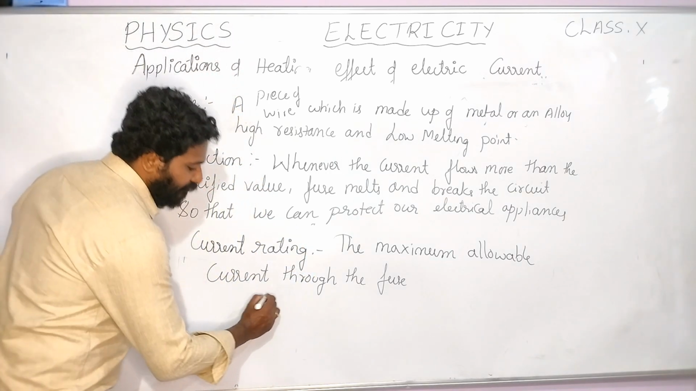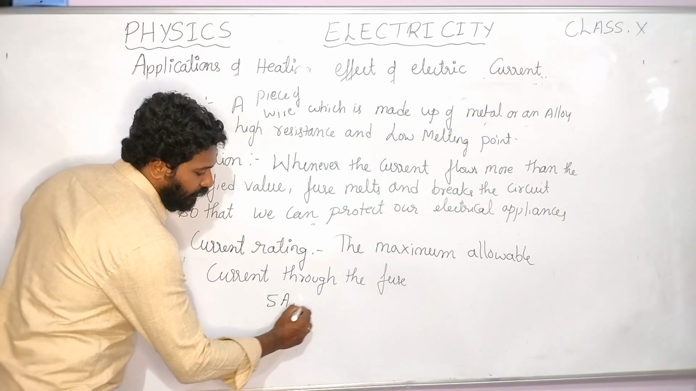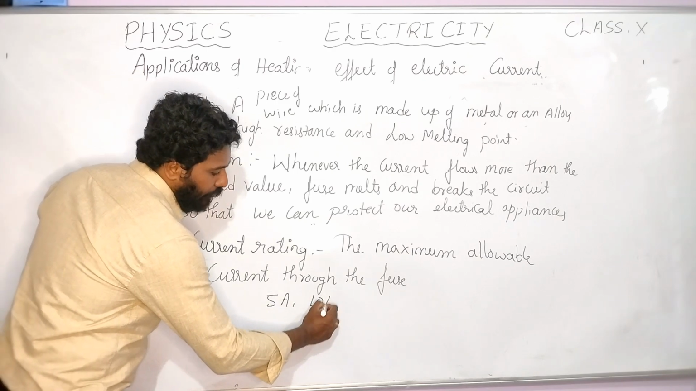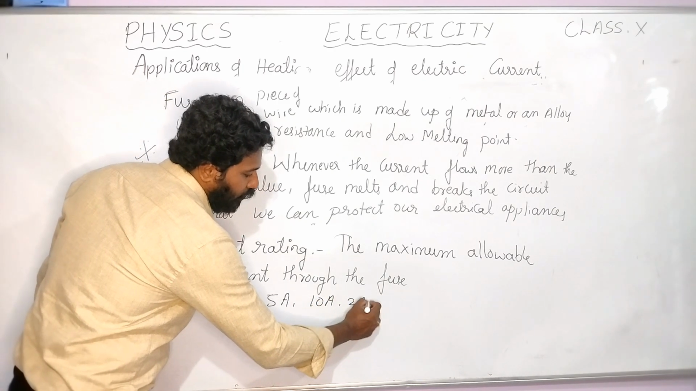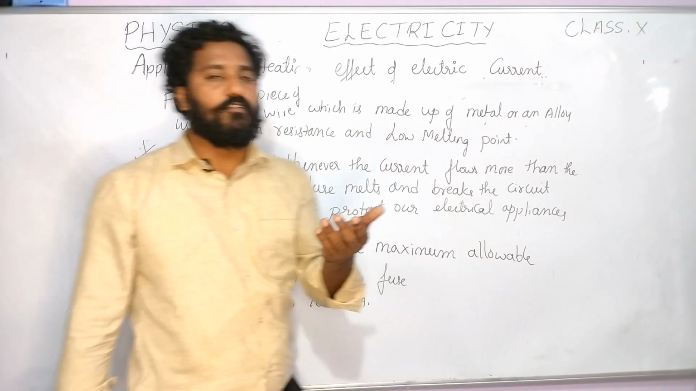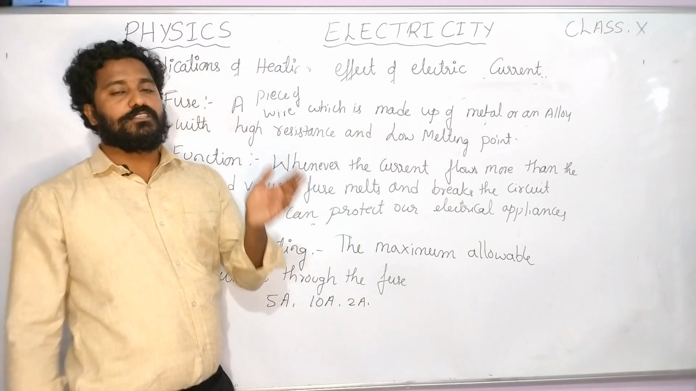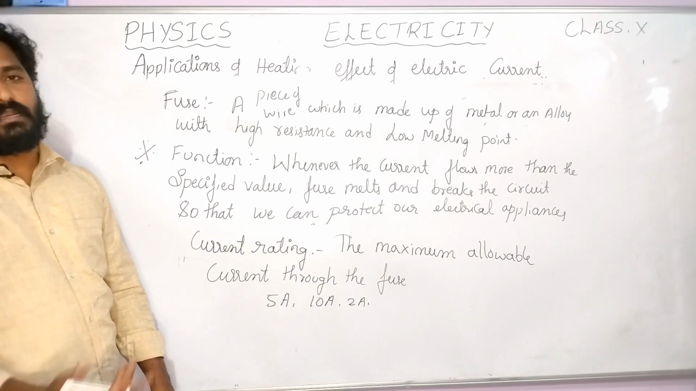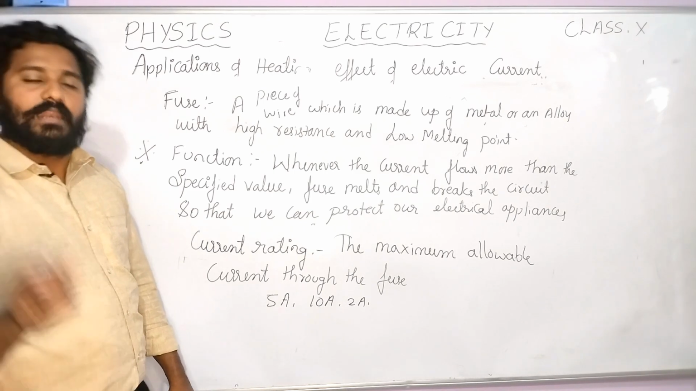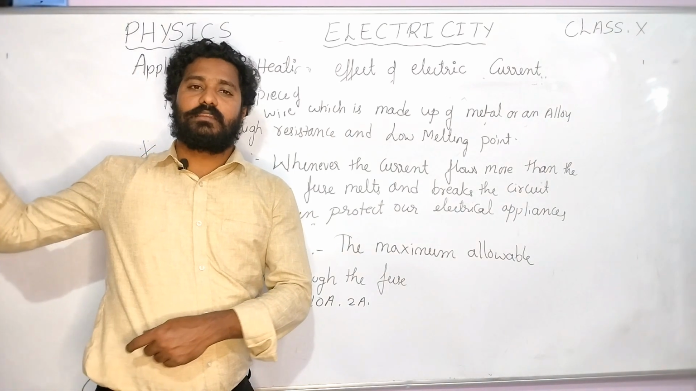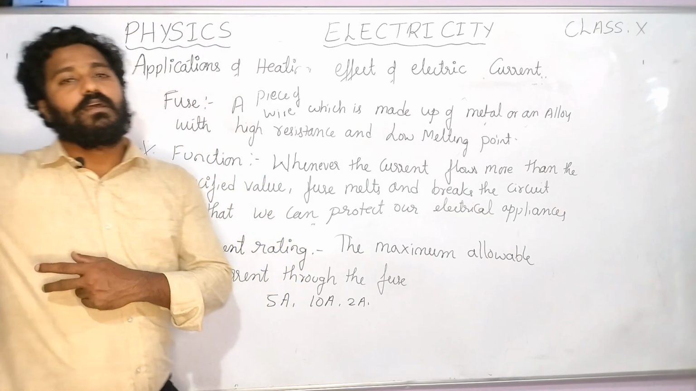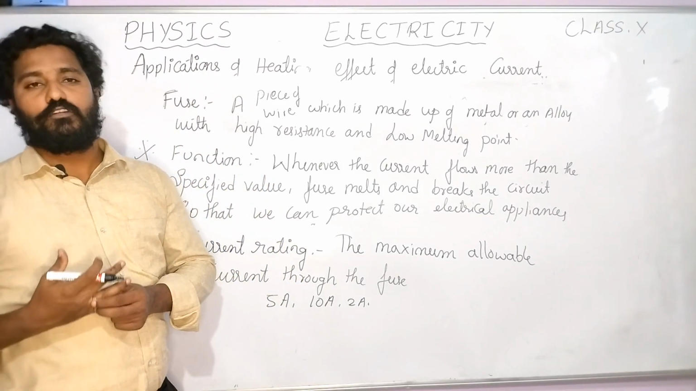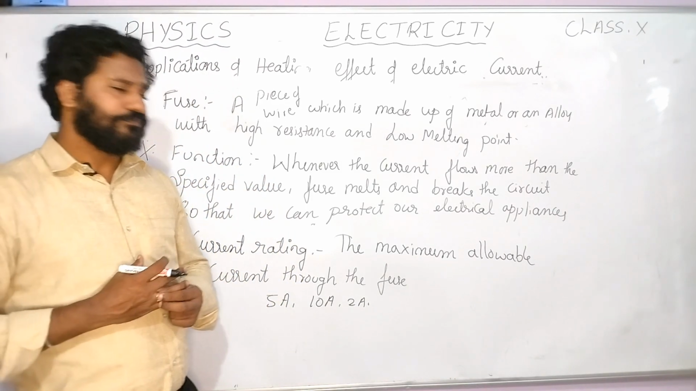Some fuses will have a current rating of 5 ampere, 10 ampere or 2 ampere, depending on which one we are using. In our homes we need around 10 ampere and more. But in electrical devices like street lamps and higher transformers, they need more, so a higher rated fuse is kept.